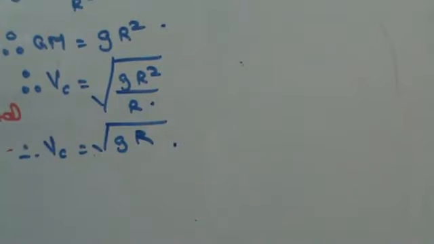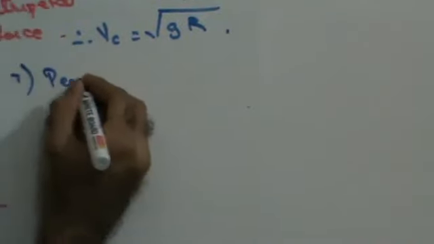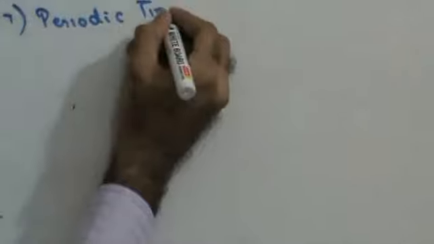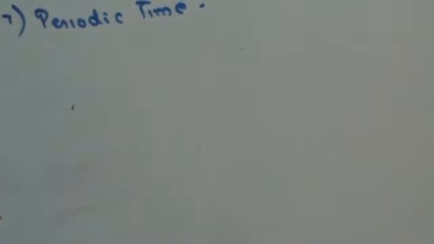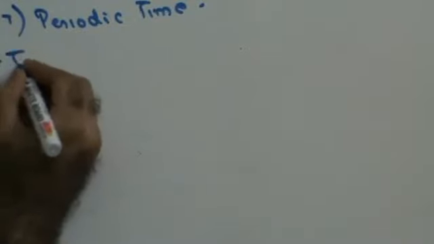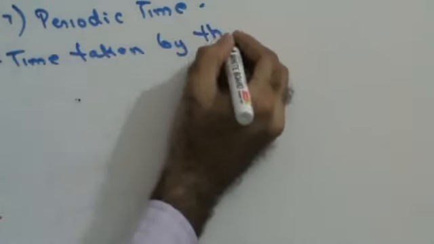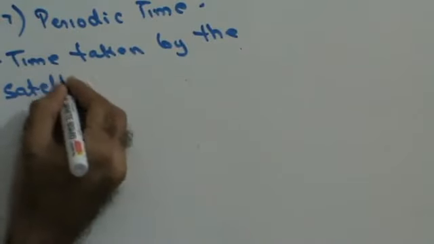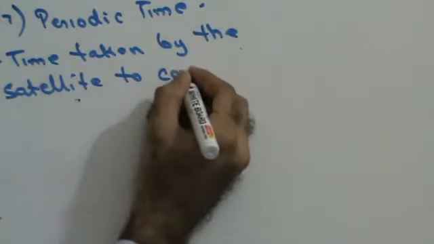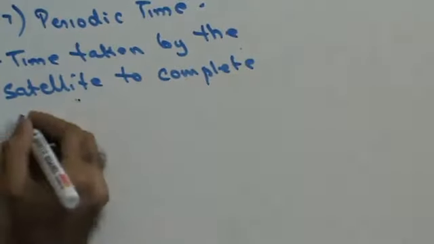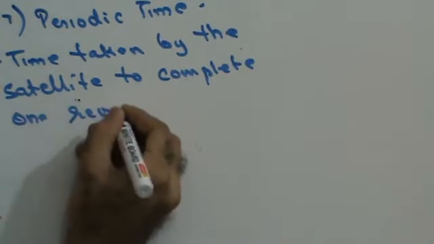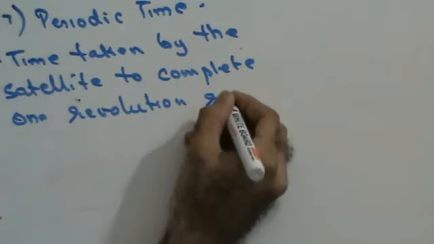Now let's derive an expression for periodic time. First of all, what do we understand by periodic time? It is the time taken by the satellite to complete one revolution round the earth.